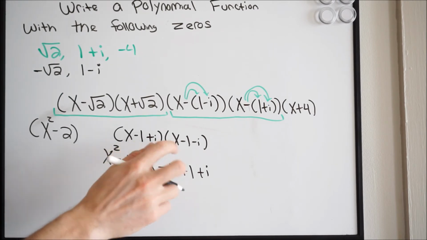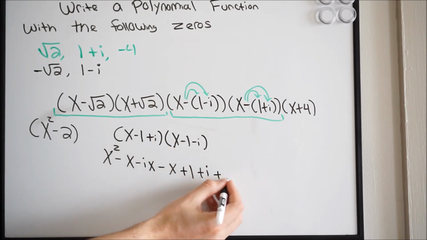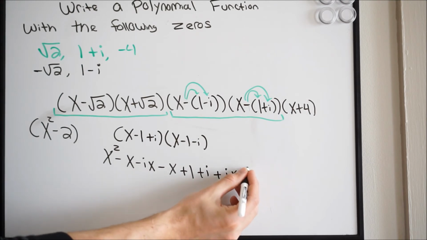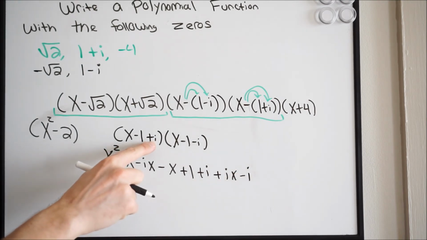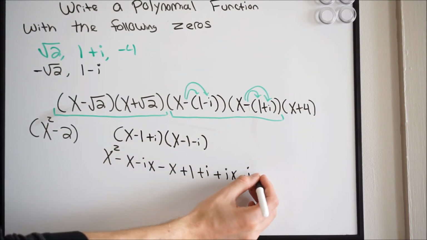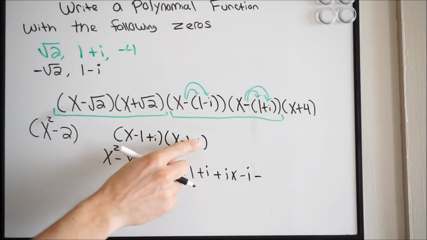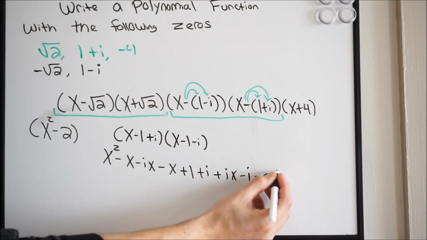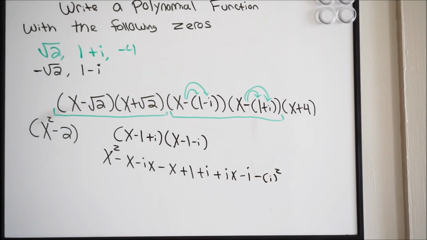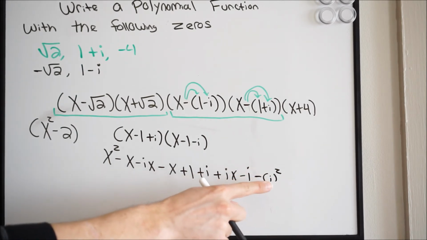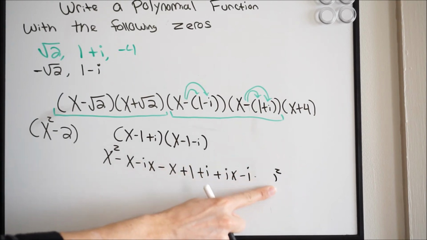Moving on, I times x, that's positive ix. Okay. I times a negative 1, that's going to be negative i. And then I times a negative i will be negative i squared. And we know that i squared is really negative 1, so if we replace this with a negative 1, this whole thing becomes plus 1, okay?